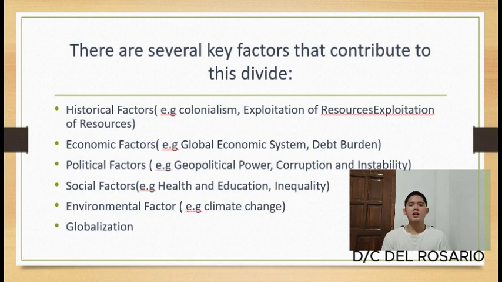Climate change and globalization. So, why the global divide between the North and South? There are countries in the South that have made significant progress in recent years, and there are disparities within both the Northern and Southern hemispheres. So, the statement highlights differences in development and progress between countries in the Northern and Southern hemispheres.